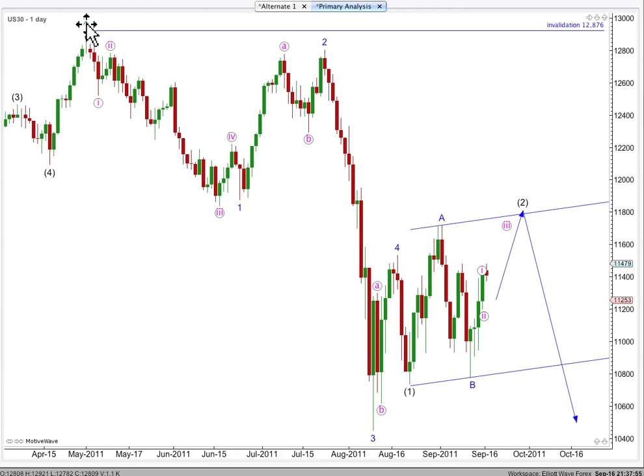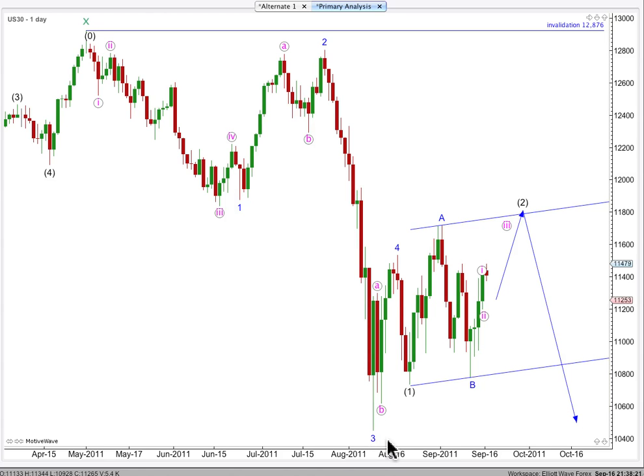This is the end of cycle wave X, and we have a 1, 2, 3, 4, 5 wave impulse complete down here. It has a truncated fifth wave. So I've labelled this intermediate degree wave 1 within cycle degree wave Y. We will expect to see a truncation after a third wave which has travelled too far too fast, and this certainly could fit the bill.